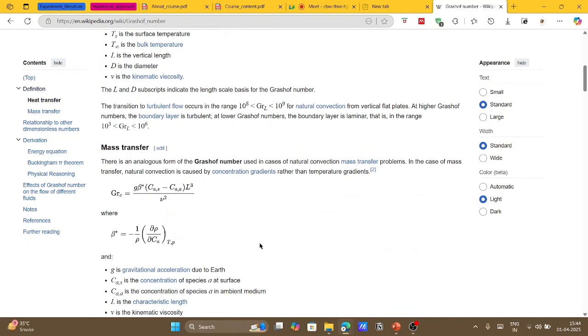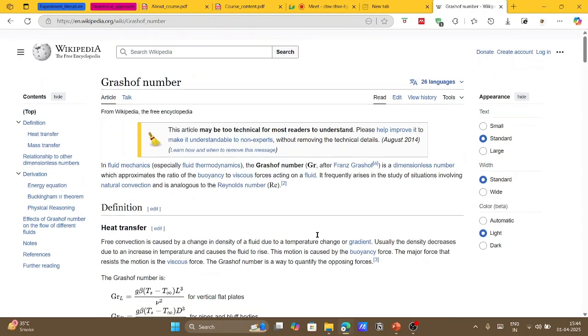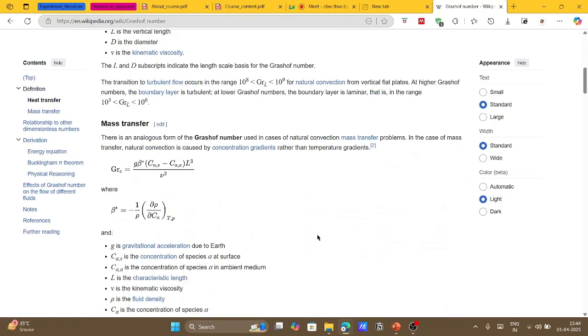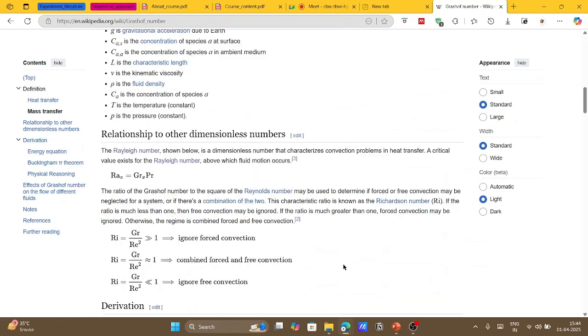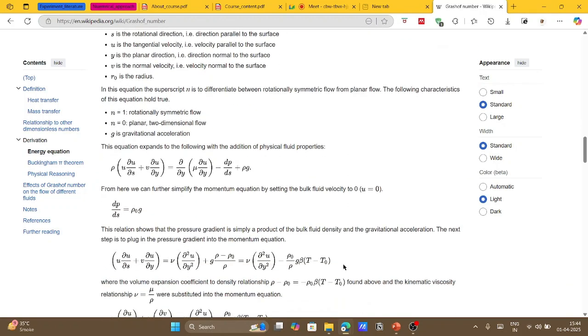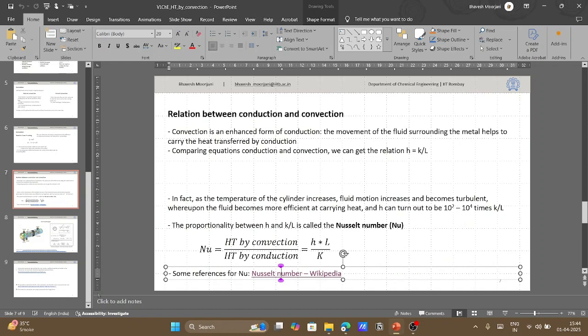Okay, so this equation part is not important for us as of now, so that's why I have not gone into the details of that, but you can definitely check it out. So there are various correlations available to understand the convective heat transfer. So that was one part.